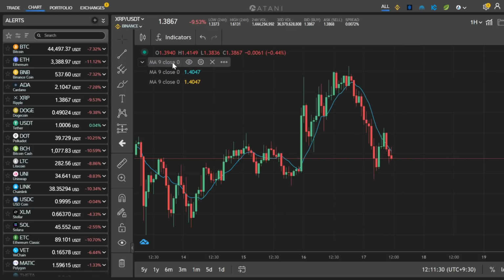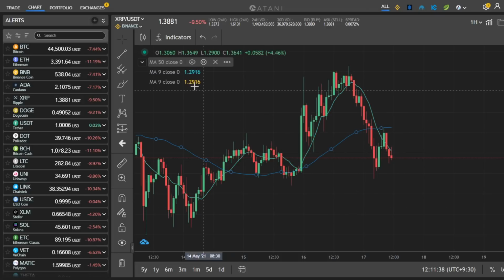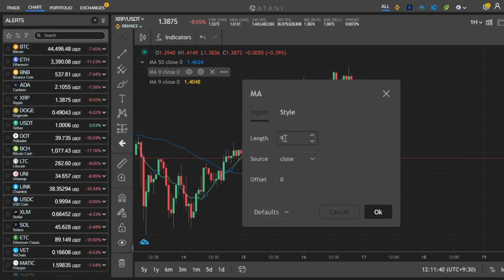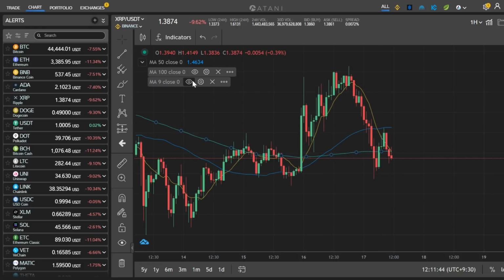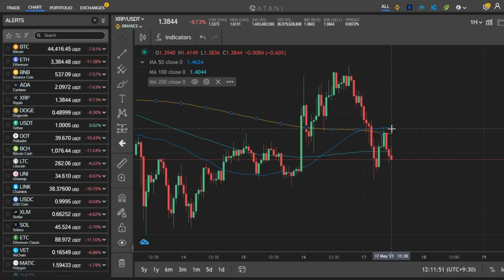So I get out of that, and what I do is I go here and I click there, and I go length. So the length I want is 50. The next one, I want 100, and the one after that I want 200. So I want 3 of those, and then you can change the colors on them.